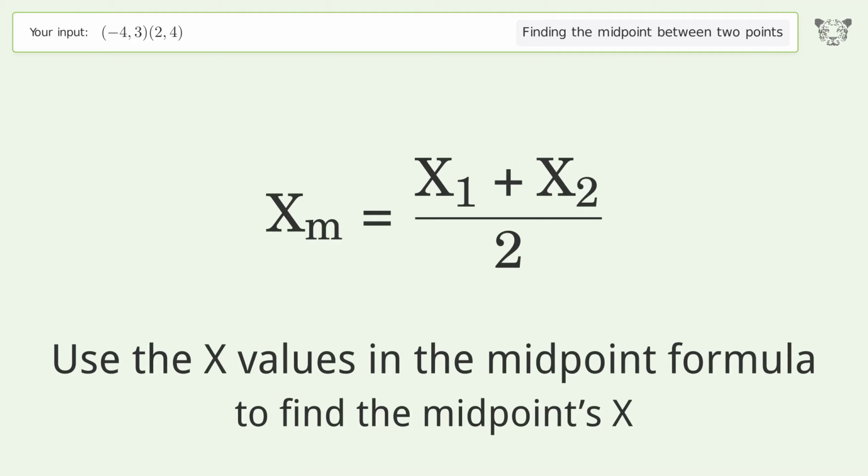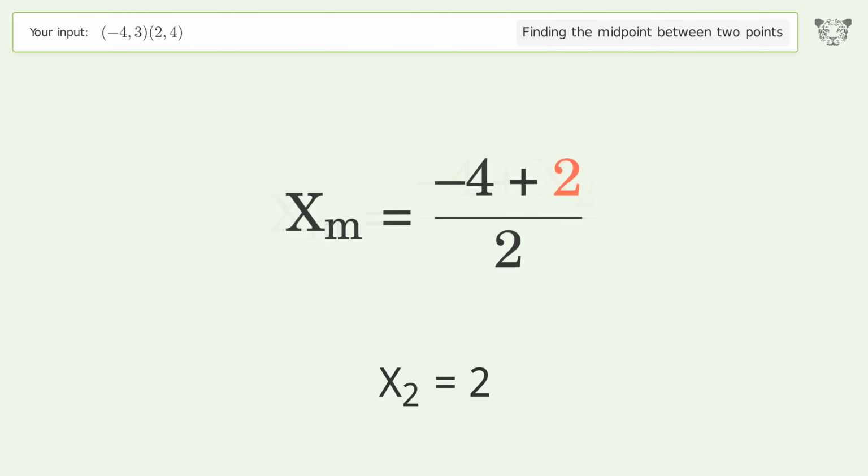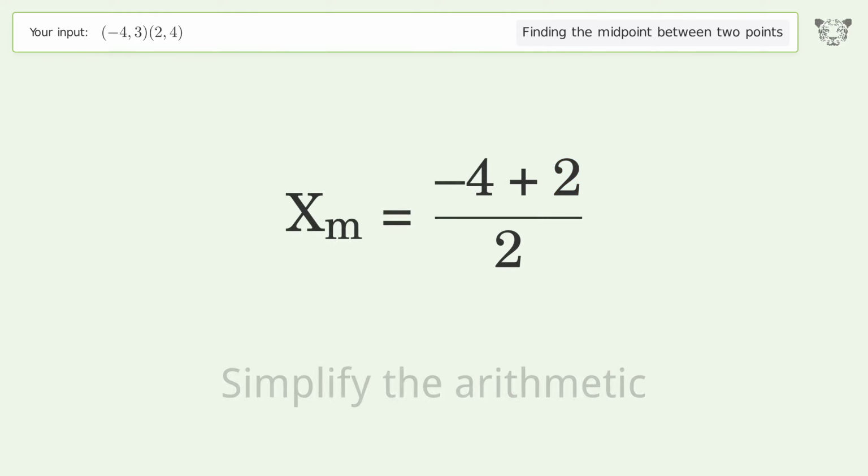Use the x values in the midpoint formula to find the midpoint's x. x1 equals -4. x2 equals 2. Simplify the arithmetic.